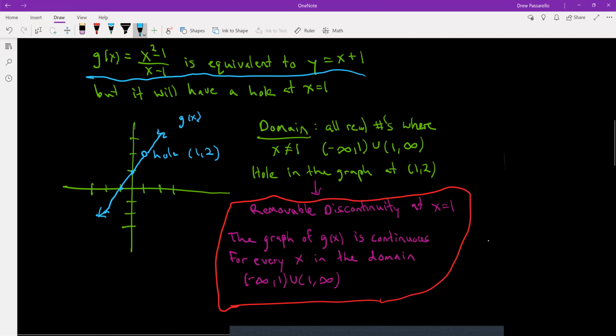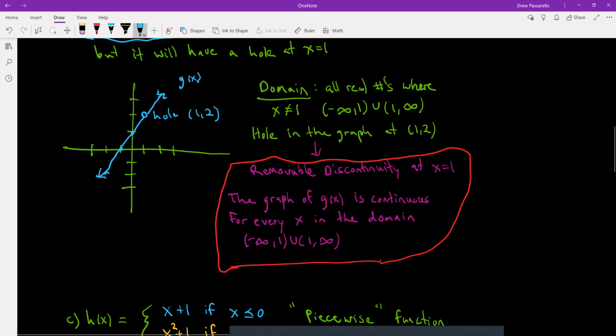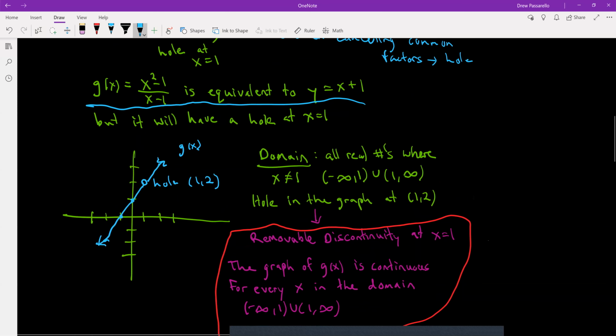Now for this one, for the removable discontinuity, there's a way to redefine it. Just enclosing the hole makes the graph connected without having to shift any other part of the graph. So removable discontinuity at x equals 1, because the domain is all x values but 1, the graph is this line, and since the line's continuous everywhere, it's going to be continuous for every x in its domain. Again, we're not including the hole as part of the domain. All right, so that is the details for that one.